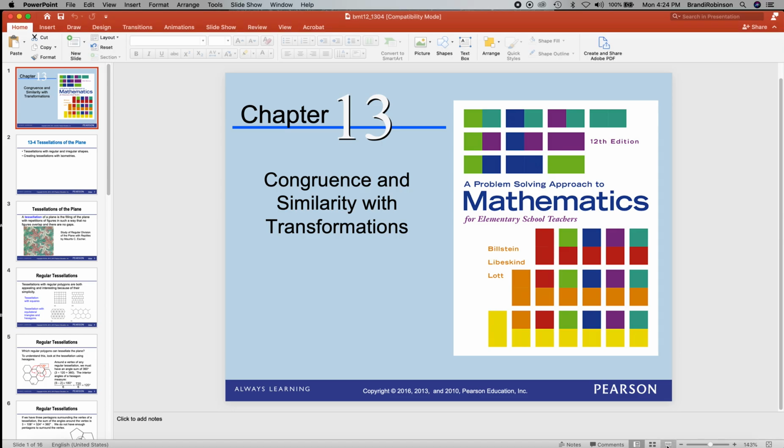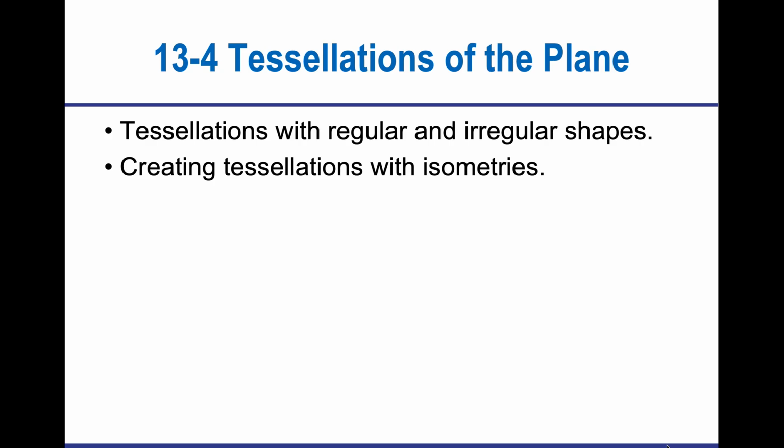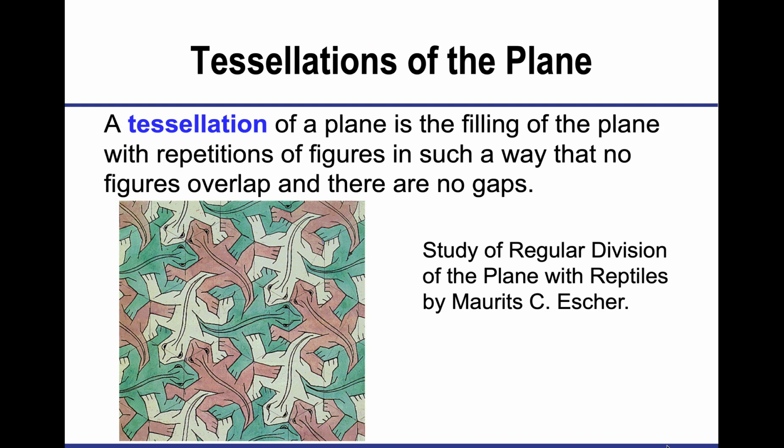I want to start looking at the last topic in chapter 13. That's going to be tessellations. Tessellations are fun with your class. It's really creative. So a tessellation of a plane is filling the plane up with some repetition of figures so that there's no overlap and there's no gaps.